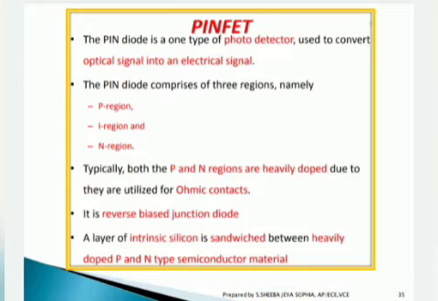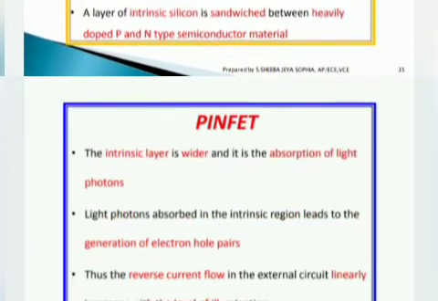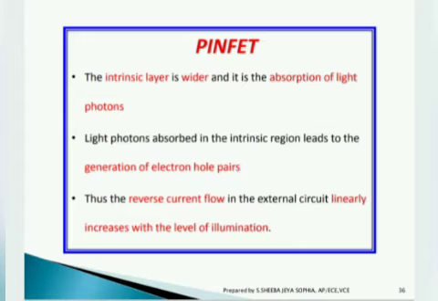The PIN diode is a type of photodetector used to convert optical signal into an electrical signal. And this PIN diode comprises 3 regions, namely P region, I intrinsic region and N region. Typically both these P and N regions are heavily doped because they are utilized for ohmic contacts, and it is a reverse bias junction diode, and so a layer of intrinsic silicon is sandwiched between heavily doped P and N-type semiconductor material. This intrinsic layer is wider and it is basically used for absorption of light photons.